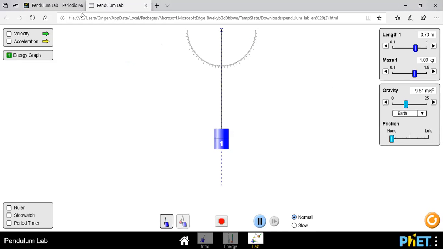Okay, so in this lab, we're going to try to figure out what affects the period of the pendulum the most. Is it the length of the string? Is it the mass of the bob? Or is it the angle? We also call that the amplitude, the angle that we pull it back. Okay, so right now, we make a hypothesis.